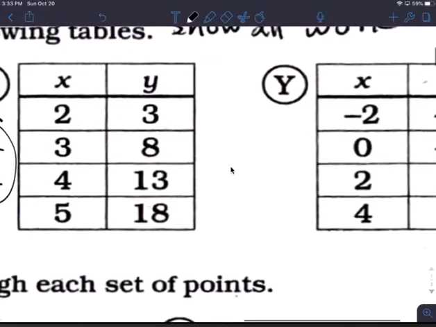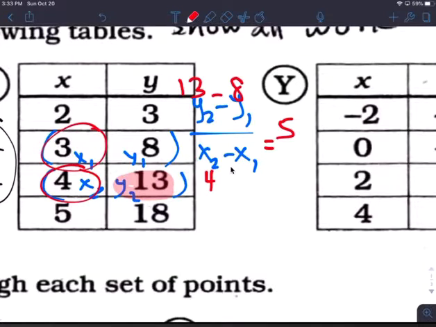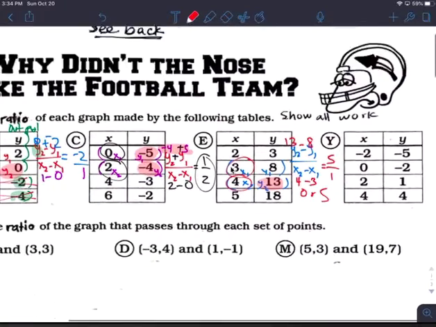Okay, next one. Again, write the formula. They're all positive. I'm going to choose the first two. Or if you want to, choose the middle two. X sub 1, Y sub 1. X sub 2, Y sub 2. So Y sub 2 minus Y sub 1 over X sub 2 minus X sub 1. Y sub 2 is 13. Y sub 1 is 8. 5 over. X sub 2 is 4. X sub 1 is 3, subtract, or just 5. 5 you could be.